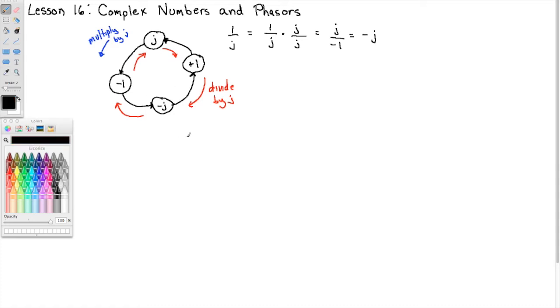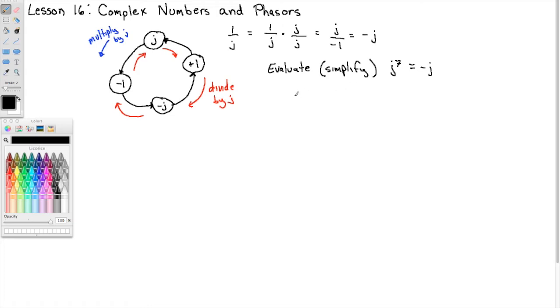So let me give you an example. Evaluate or simplify, I guess, j to the 7th. Okay, j to the 7th. So this is 1 times j to the 7th, right? So if I start at 1 and I multiply by j, I'm here. That's 1 power. 2 powers, I'm here. 3 powers, 4 powers, 5 powers, 6 powers, 7 powers. So this is equal to minus j.